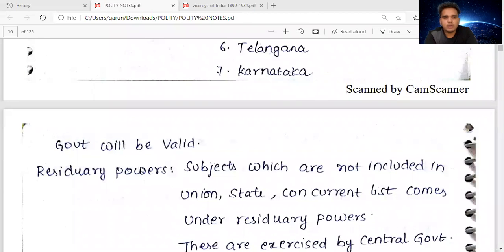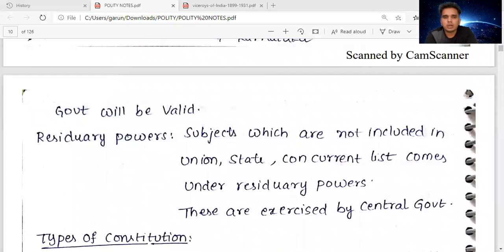Residuary powers are the subjects which are not included in the union, state, or concurrent list. So residuary powers are those powers which are not included in the union list. Union list means the list prepared by the central government, under which the works and the powers are defined for the central government. What are the powers of the central government?